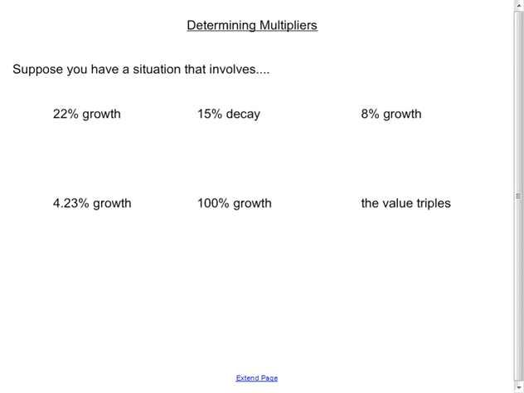Okay? And we'll just take a look at those. So suppose you have a situation that involves any of the following. Okay? How will we determine the multiplier? Well, for 22% growth, we're starting at 100%. Growth means add 22%. So this means we'd be using 122%.